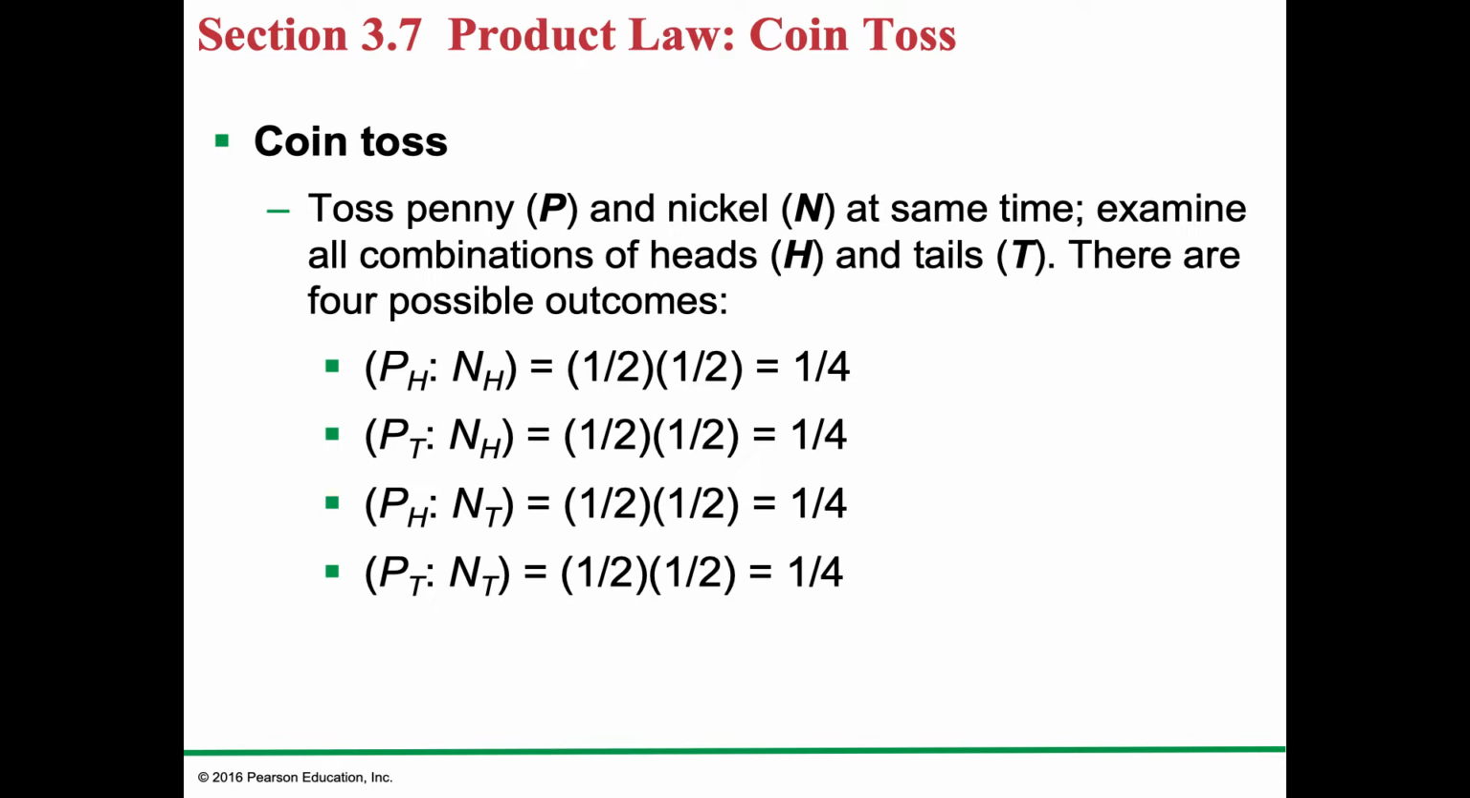And so if you have a penny and a nickel, and you want to know the probability that if you flip a penny and a nickel they will both be heads, you take the probability that the penny will be heads times the probability that the nickel will be heads, and you get the probability that both will be heads. So you use this product law when you're trying to calculate very specific outcomes.